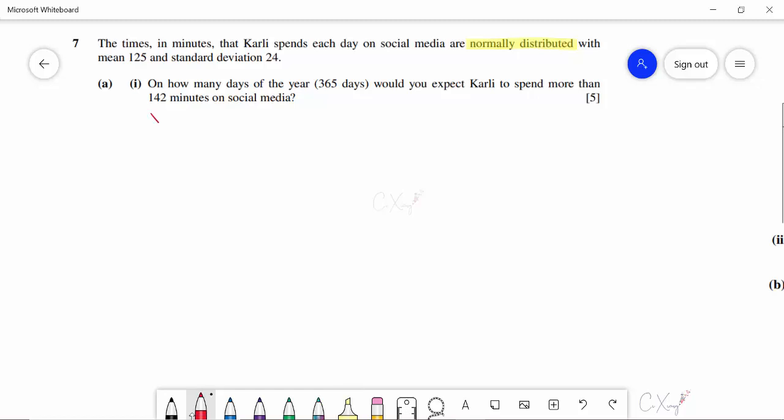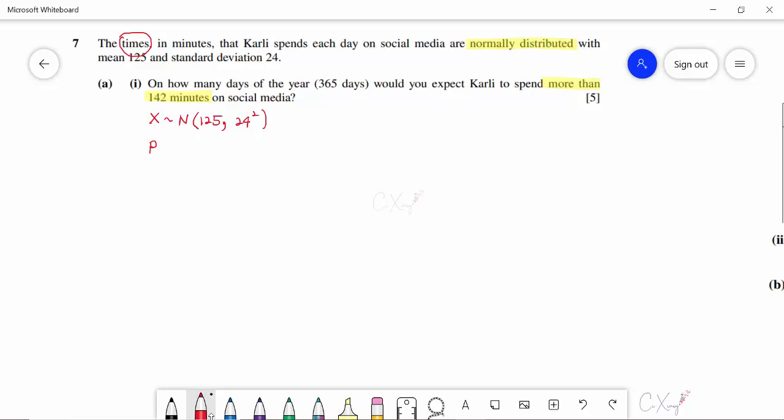So X denotes the time. We are talking about the time. So X will be the time, and it is normally distributed with mean 125. Then the standard deviation is 24, and you square that because this parameter should be a variance. So it should be 24 squared. Okay, so on how many days of the year would you expect CAIE to spend more than 142 minutes on social media? More than 142 minutes. So that means the time taken is more than 142.